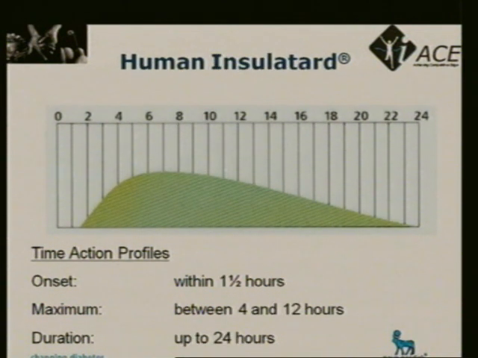This is the action profile of human Insulatard, or long intermediate acting insulin. Onset of action is within 1.5 to 2 hours, with a maximum action between 4 to 8 hours, and this is the period where hypoglycemias occur most often. This occurs particularly when this insulin is injected before dinner or after dinner, causing nocturnal hypoglycemias in most patients with diabetes.